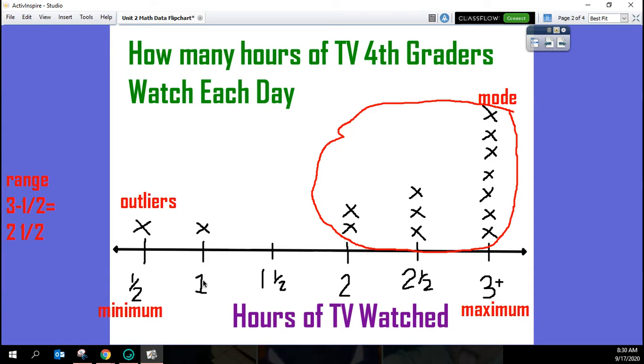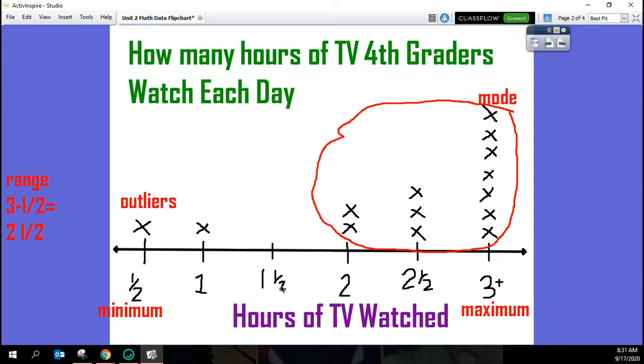Okay. And I'm looking for the biggest number with at least one X over it. So not there. This one, this one, this one. Oh, this one is our largest number, and it does have data points there. So our maximum is 3 or more. Other key terms that are going to be important for us.